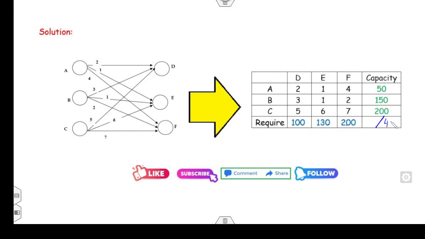This is the 400. And you can see this number is 430. The problem is unbalanced. Fine. So you can convert it into a balanced problem. I can add the dummy row, whose value as a difference is 30. I can add the dummy row with a 30 value.